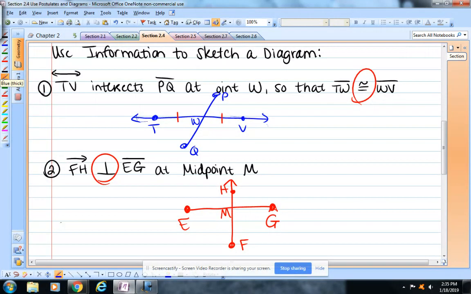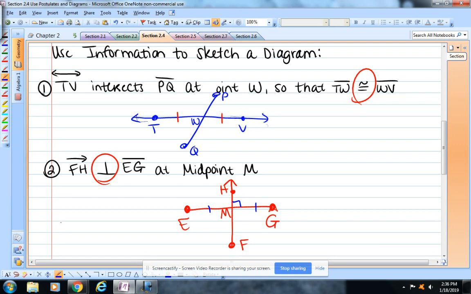How do you think I can show that that ray is perpendicular to that segment? Not a tick mark, but what? What does perpendicular mean? It makes a what? A 90-degree angle, right? So I did the little box to make a 90-degree angle. Okay? And also, midpoint M means what? It's the middle. So that means segment EM and MG are congruent to each other. So how do we show that? And then we do the little tick marks.